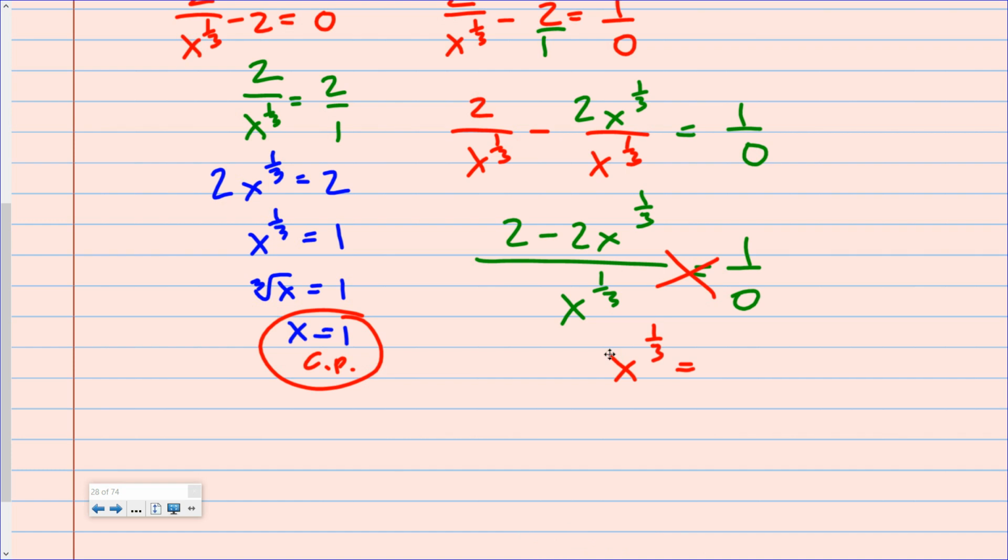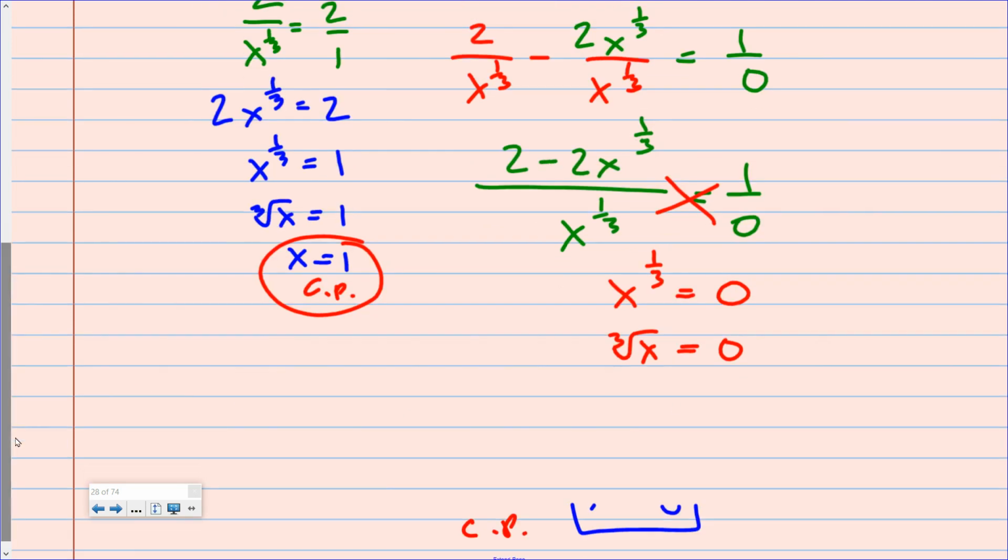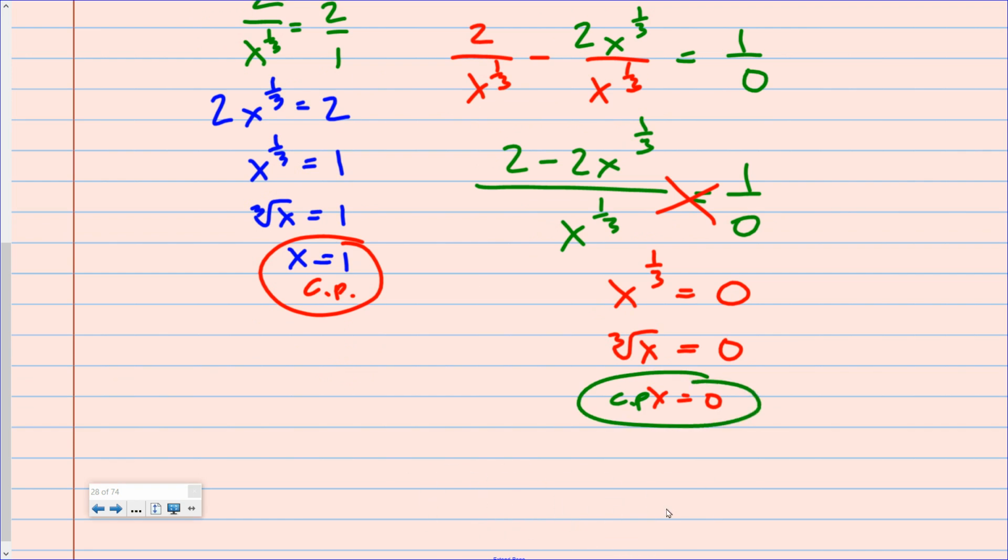x to the 1/3 is equal to, this is a terrible thing, but all you do is multiply this terrible thing by what? 0, which is not a terrible thing. Unless it's in the denominator. That's a terrible thing. So x to the 1/3 equals 0. I don't know how to solve that, but I certainly can solve this. What is x equal to? 0. So now I have 2 critical points. One critical point is 0, and another critical point is 1.